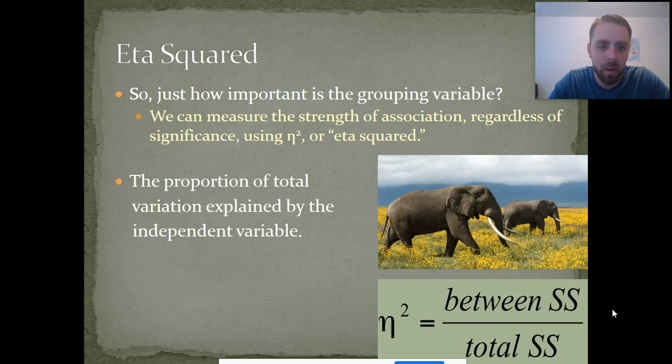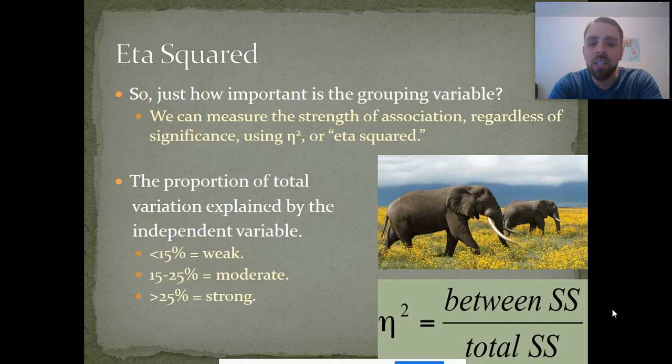This is a pretty simple formula, and it's why I was telling you to sum your between group sum of squares with your within group sum of squares, because you will need the total sum of squares in order to calculate this problem here. So it's the proportion of the total variation that's explained by the independent variable, which, the way we have set up our ANOVA problem, the independent variable is the grouping variable.